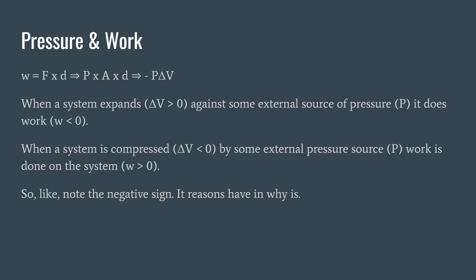Now, be very, very careful about this. That negative sign is super important. Okay? It's negative P delta V. Because remember, we chemists, we are decent human beings. We are moral. We care about the system, not the surroundings.